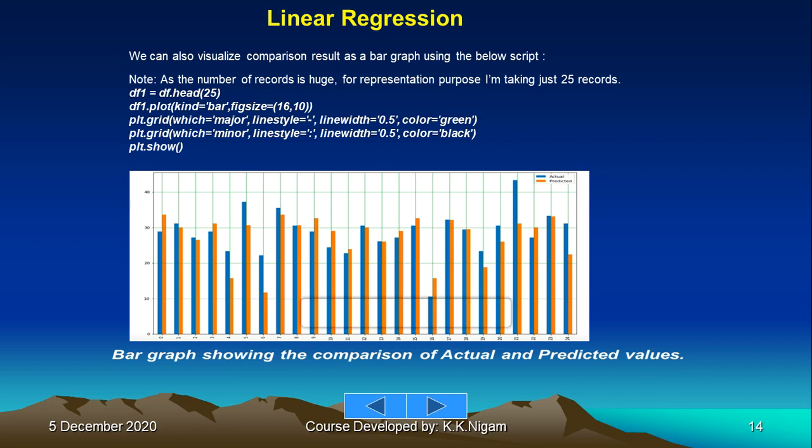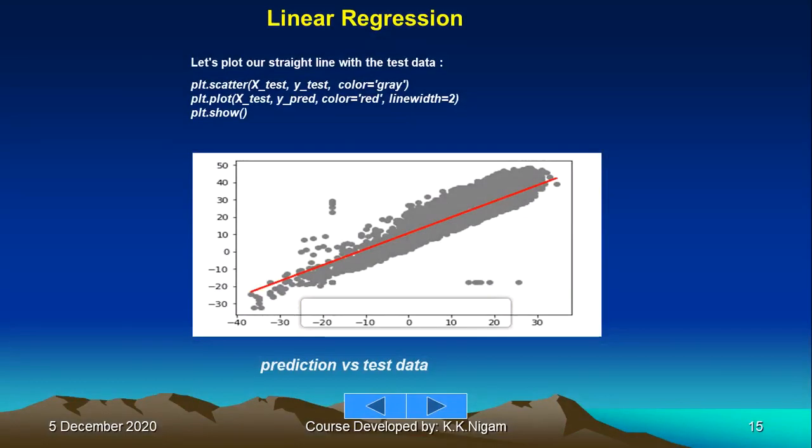Then again you can create a grid if you want. For that we have written plt.grid, with which major, linestyle is equal to dash, linewidth 0.5, color is green. Similarly, the next line is plt.grid with which minor, and then linestyle, linewidth is equal to 0.5 and color is black. That is for the grid. Then when you want to show the plot, you have to write plt.show, and you will see that this kind of graph will be in front of your screen. This will be coming up: a bar graph showing the comparison of actual and predicted values.